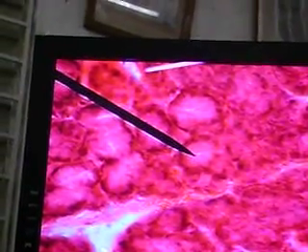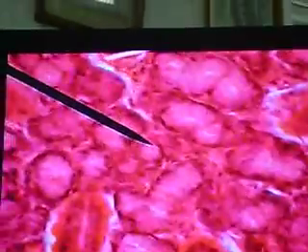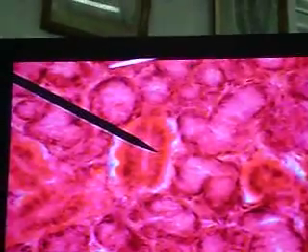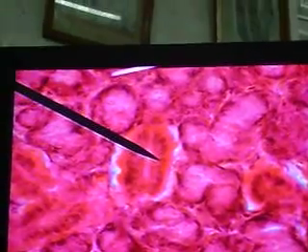Okay? So the acinus leads into what is referred to as a tiny tube, which is known as an intercalated duct. And the intercalated duct is going to lead into what is referred to as a striated duct. Alright? So what you're looking at right here, that's a striated duct.